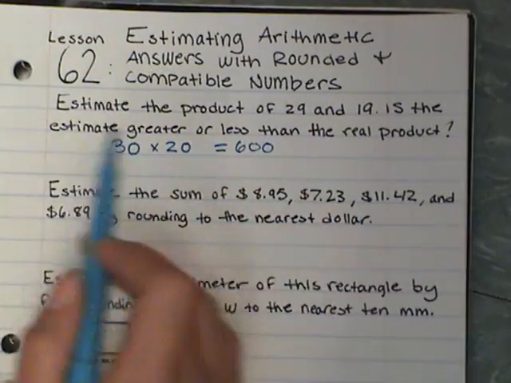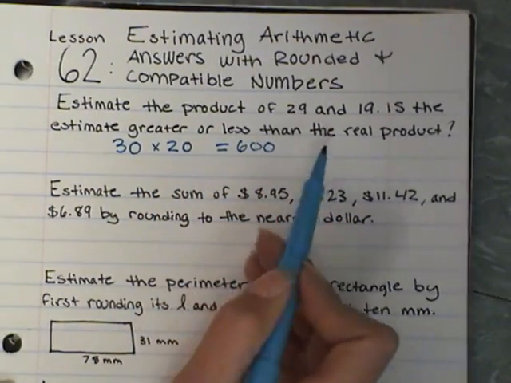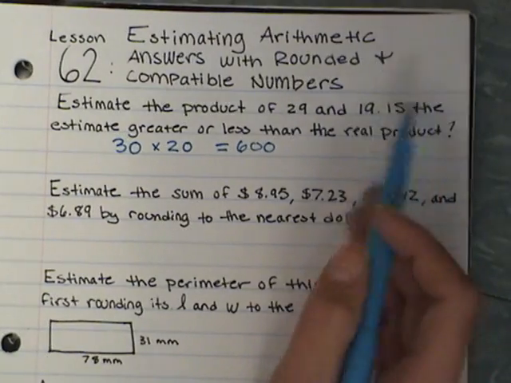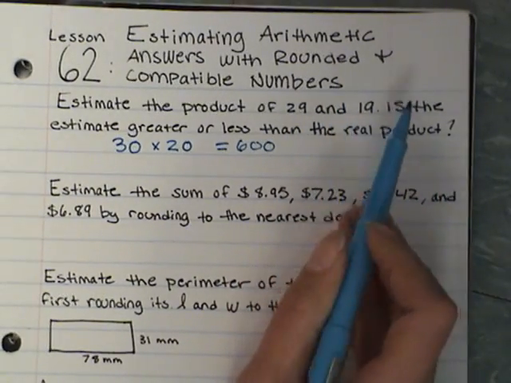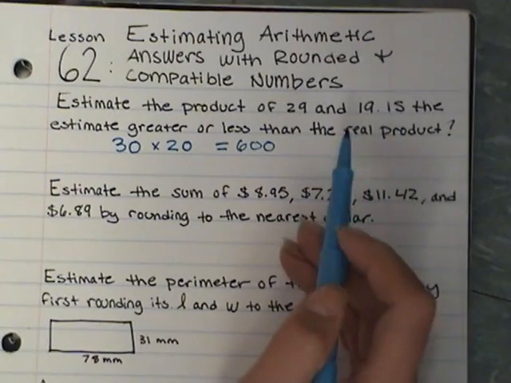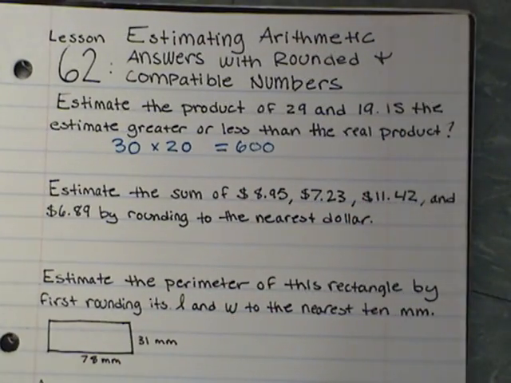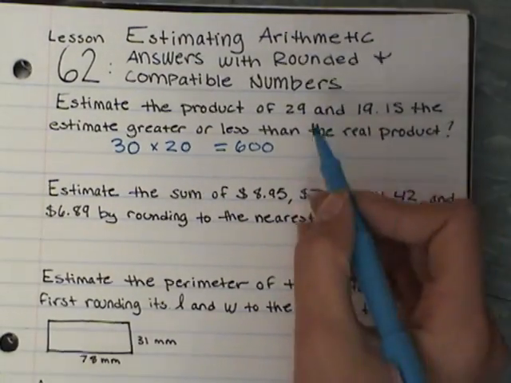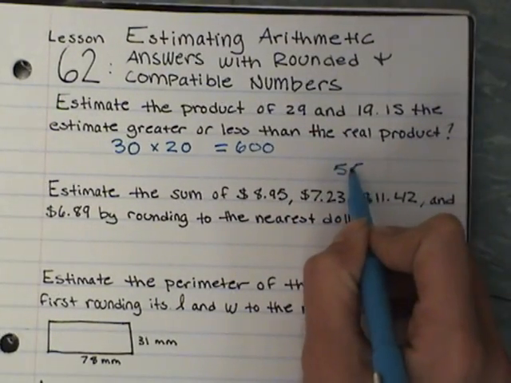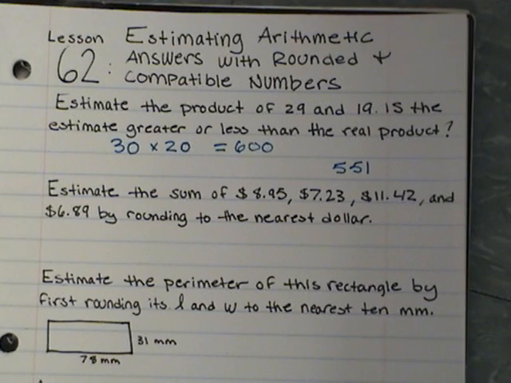Now the problem says, is the estimate greater or less than the real product? Well, think about it. If I'm rounding 29 up and I'm rounding 19 up, my answer is going to be bigger than the real product, which, if you wanted to try it, is actually 551. All right, the next one.